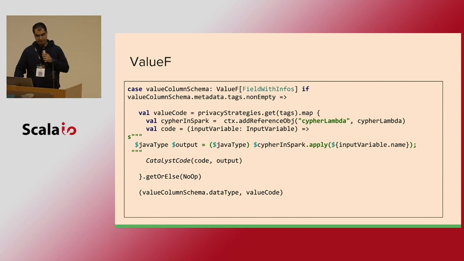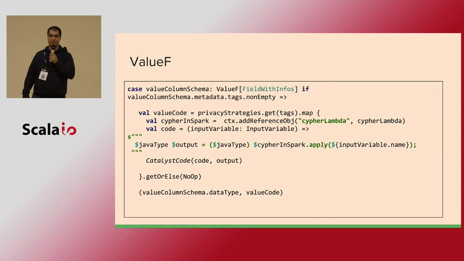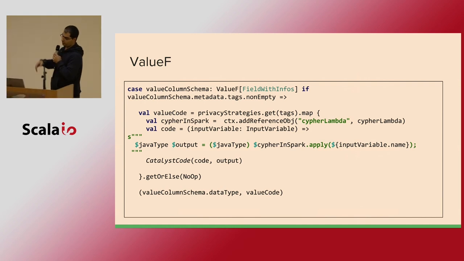So I'm going to create Catalyst code with a new output variable. Just for information, the context.addReferenceObject is a way to leak information from your driver to your executors. That's going to serialize the cipher lambda and then put it on every executor, which is basically what Spark does anyway.